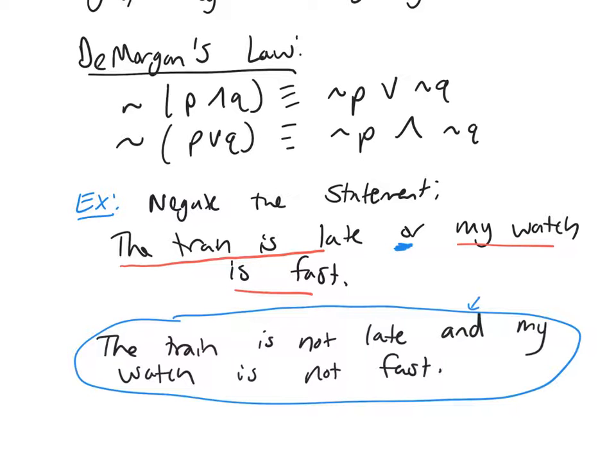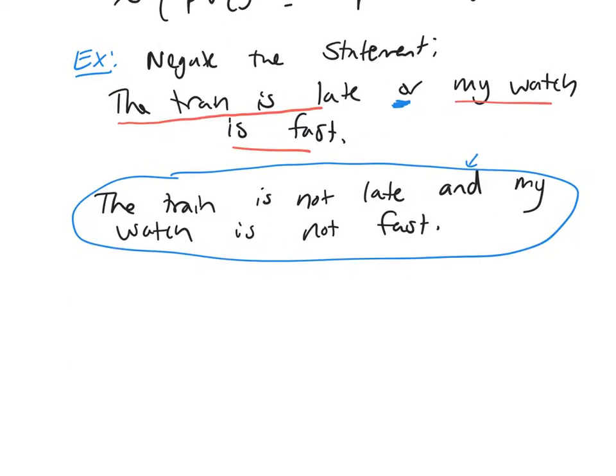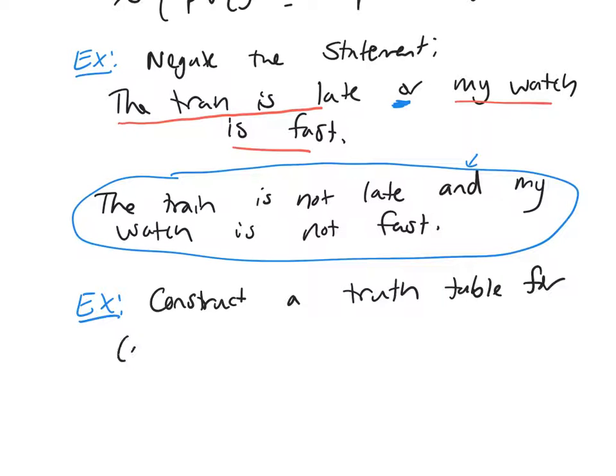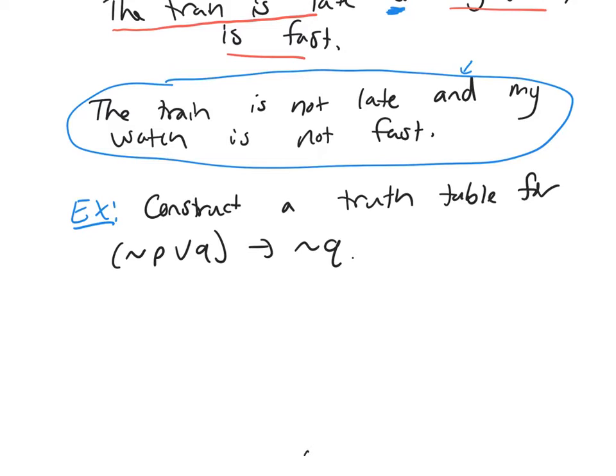Let's look at doing another truth table, but now let's look at one that involves a conditional statement. So construct a truth table for not P or Q implies not Q. So again, I have two statement variables, P and Q. So my truth table will have 4 rows in it.